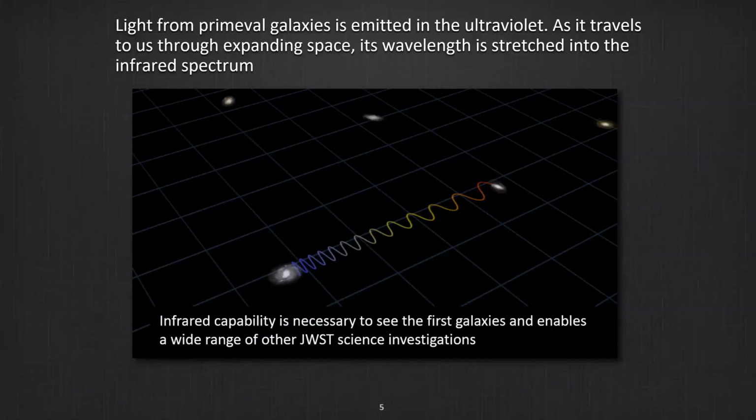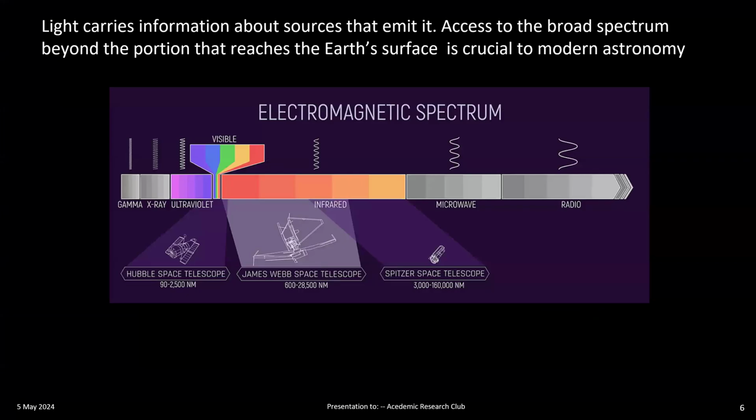And the infrared capability that we put into the Webb telescope to see the first galaxies enables lots and lots of other science. Okay, so everything we know about the universe outside our solar system, and most of what we know about the solar system, all of that information comes to us encoded in starlight. And so as astronomers, we want all that information, and so we need all the starlight in order to extract all the information. But all the starlight does not reach the surface of the Earth.